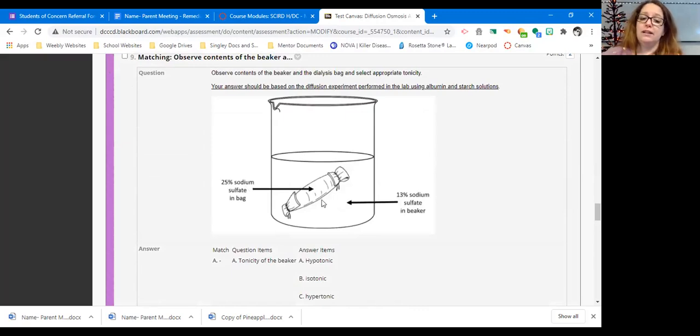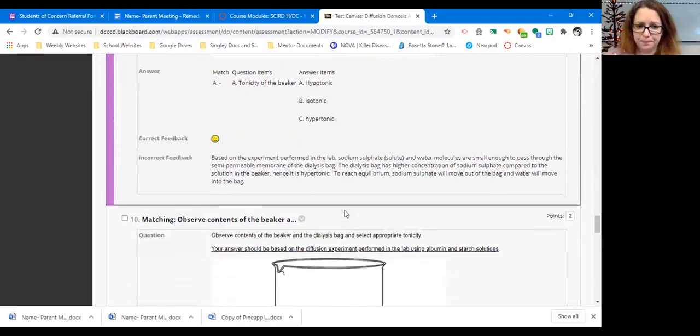25% sodium sulfate inside the bag, 13% sodium sulfate in the beaker. We want to know the tonicity of the beaker versus the bag. In this case, there's more solutes inside the bag. The bag is hypertonic to the solution. There's less solutes in the beaker, so the beaker is hypotonic.